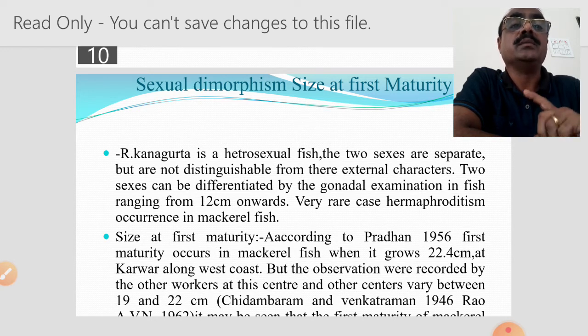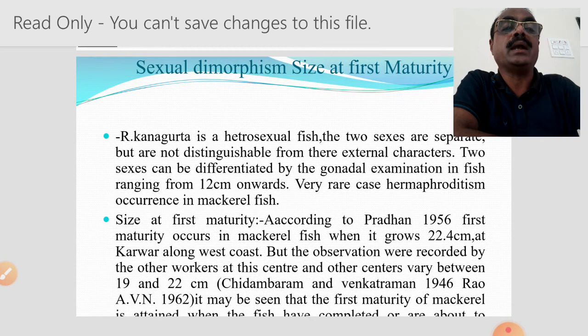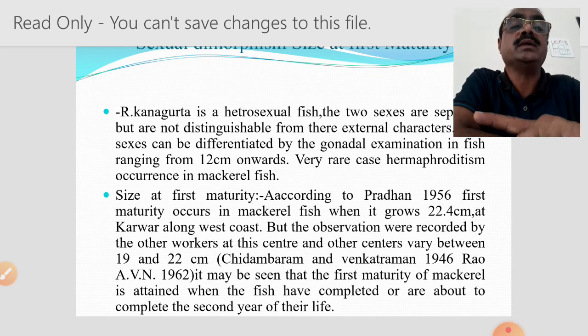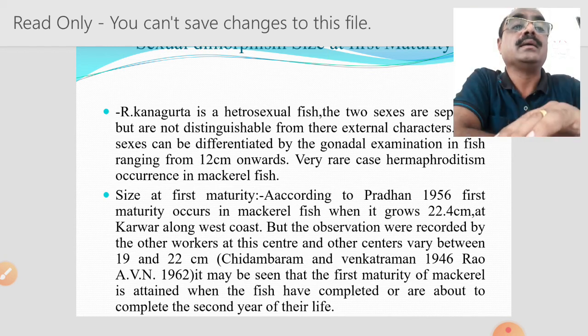First, he recorded the maturity of the mackerel when it grows to 22.4 centimeters at Karwar. He studied at Karwar in 1956, and he found that the mackerel attained first maturity when the fish grew to 22.4 centimeters. But the observations recorded by other workers at the same or other centers, particularly Chidambaram and Venkataraman in 1946 and 1962, found that the mackerel attains first maturity between 19 and 22 centimeters. In between 19 and 22 centimeters. So, earlier than Pradhan.